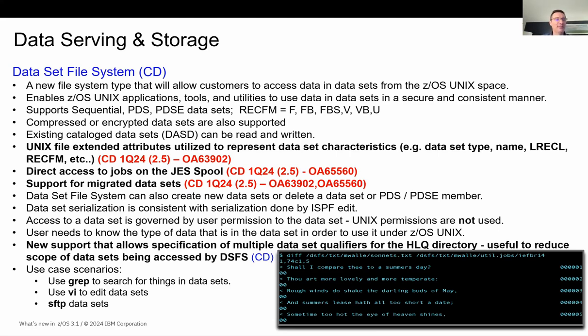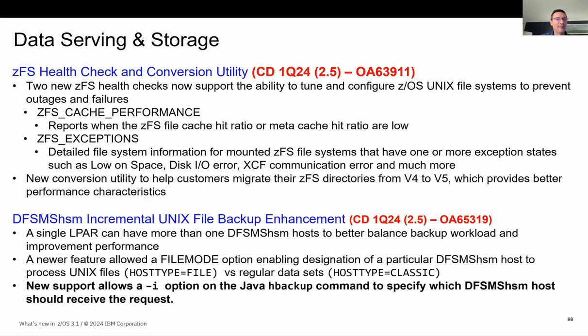Really powerful capabilities and some new support: direct access to JES spool, and now support even for migrated data sets. So really powerful capabilities here. There are new zFS health checks that can help you detect if you have cache performance problems or any exceptions to your zFS. And now there are also additional capabilities for the Java H backup command to direct your backup to a particular HSM if you have more than one HSM running on your system.